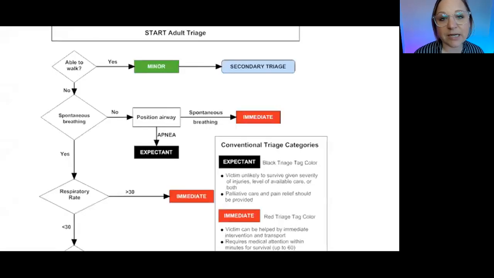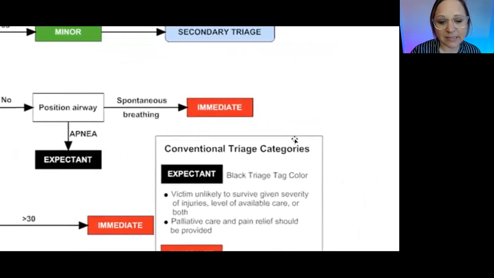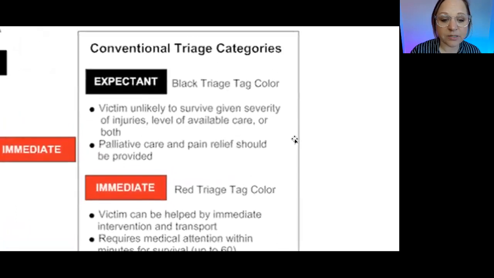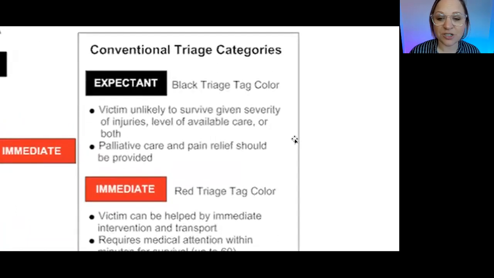So for an adult patient who's being triaged during a disaster, we need to decide: are they a red, green, black, or yellow tag? A black tag means expectant. Expectant means they are not expected to live. They are expected to die, and so we are not going to be doing very much care for them. It's just pain relief and move on to the next patient because they don't have much of a chance.